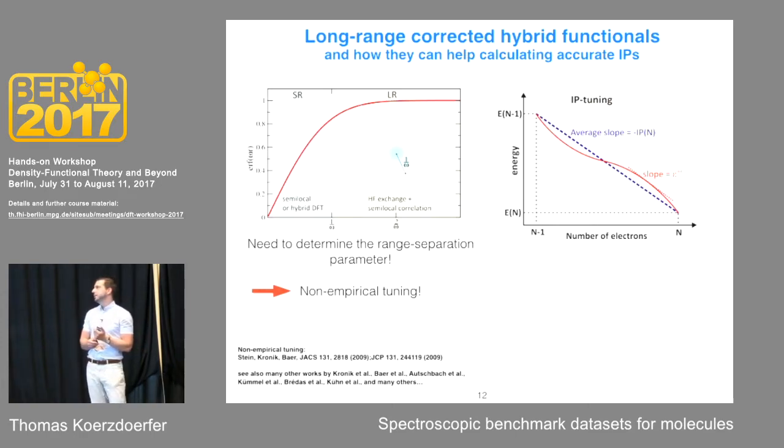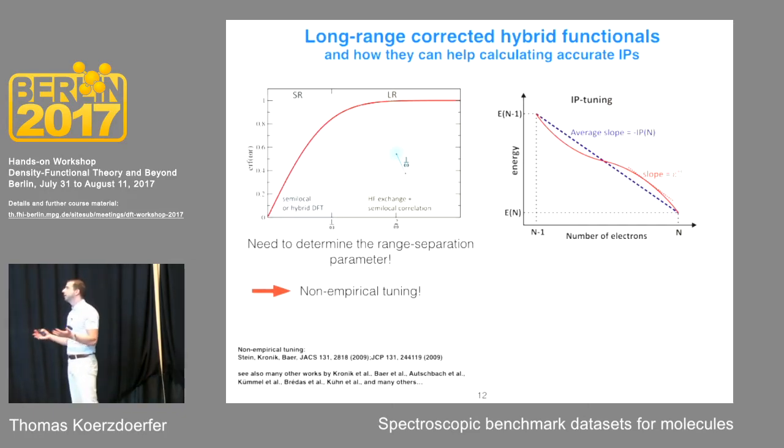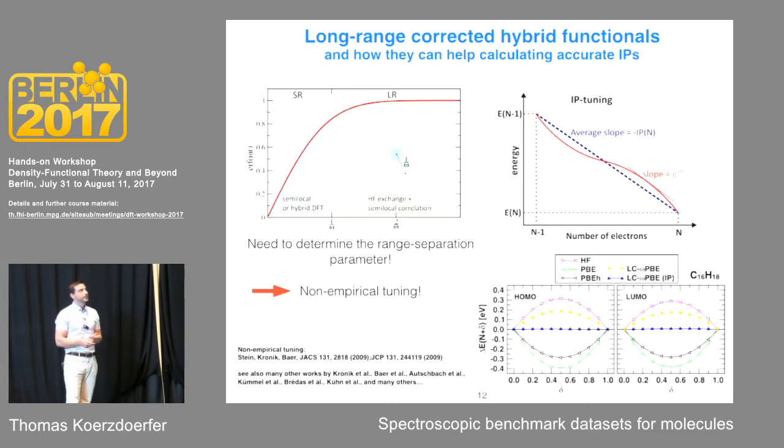And that you can do. You can do a DFT calculation for the neutral, a DFT calculation for the cation, calculate the HOMO eigenvalue, and if the two agree, then you have the correct range separation parameter for your system. And that you have to do for each system. Okay? And if you do that, what is plotted here is the difference between the straight line and the actual energy curve.